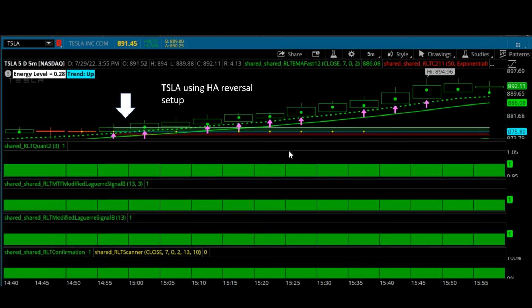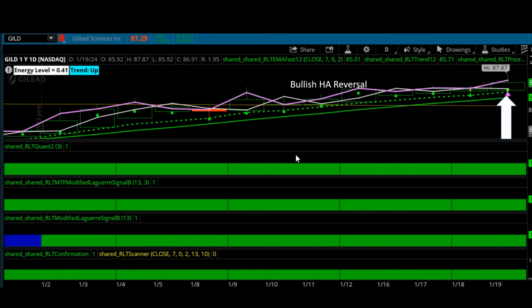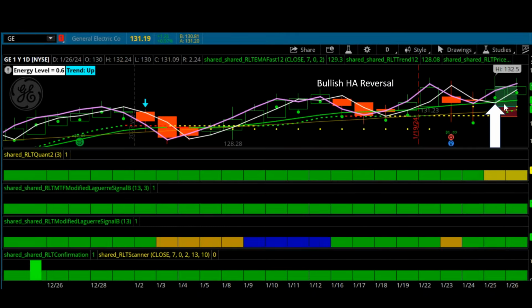Everything is green, and this is all green. I know the institutions are in this trade. There isn't any question that they're buying. There's no question about it at all. This was Gilead. This was another type of candle that I use to find entries, Heikin-Ashi candles. I have a whole video on that. I'm not going to go into that in detail today, but this was Gilead, all green. Institutions are buying. This was a bullish Heikin-Ashi reversal right here.